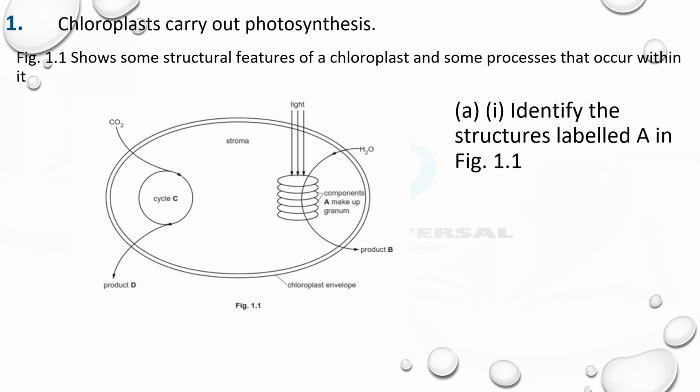So which structure is labeled A? Where is A? That's A. It is the component that makes up the granum. A granum is a stack of thylakoids, and A is a makeup of granum. So A is thylakoid, the thylakoid membrane. Thylakoids are stacked to form granum. A lot of granum forms grana.